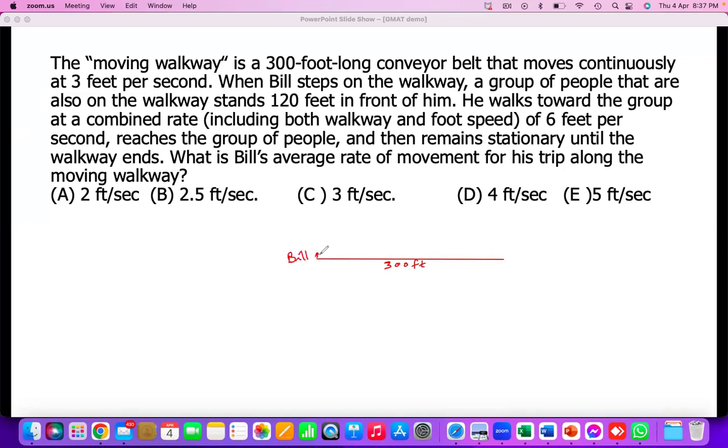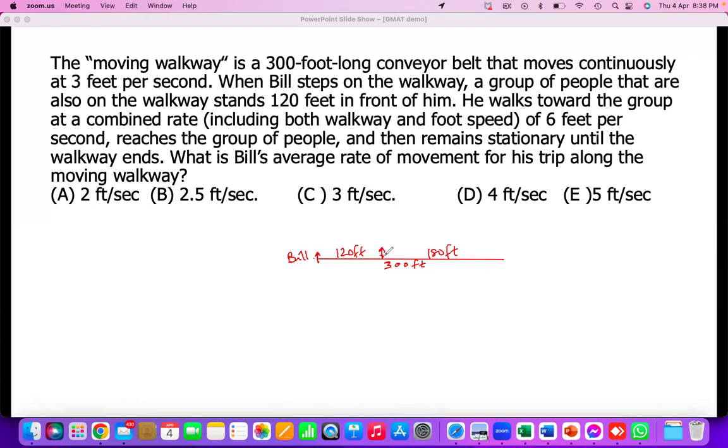Mr. Bill is here. The moment he steps on, he finds that a group of people is standing how far? 120 feet, 120 feet far from him. Okay. It means this remaining distance is how much? 180 feet. Okay. Right?